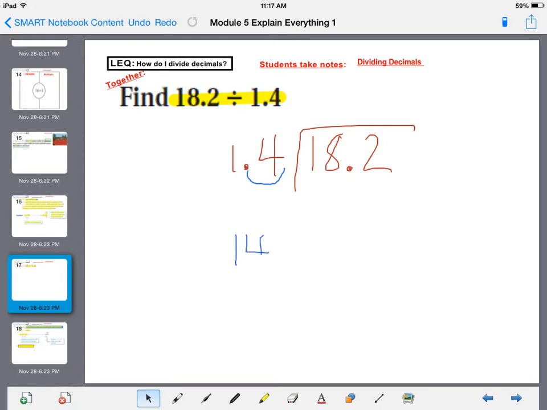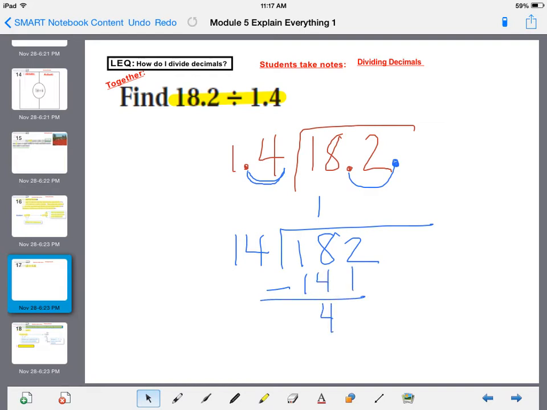So the new setup is 14, but remember, what we do to the divisor, we must do to the dividend as well. So the decimal point is going to end up over here, which means that's just a whole 182. So 14 goes into 18 one whole time. Take 14 from 18, and that'll give you 4. Bring down the 2. And 14 times 3 is exactly 42, and so the answer here would be 13.